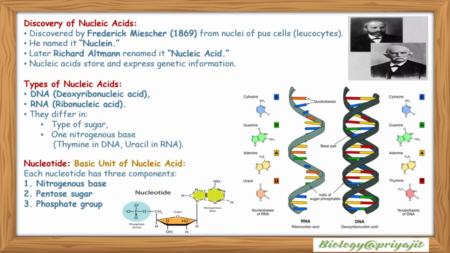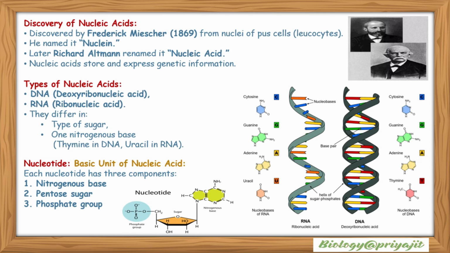So the discovery of nucleic acid: it was discovered by Friedrich Miescher in 1869 from nuclei of pus cells or leukocytes. He named it nuclein, and later Richard Altmann renamed it nucleic acid. Nucleic acids basically store and express genetic information. Types of nucleic acids: it can be DNA or RNA. They differ in the type of sugar and one nitrogen base, that is thymine in DNA and uracil in RNA.